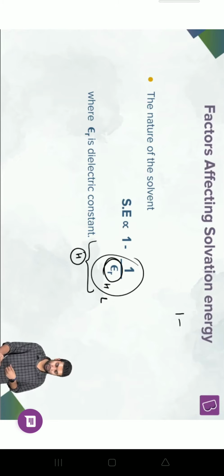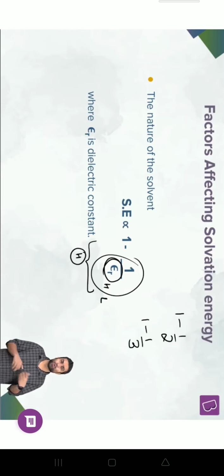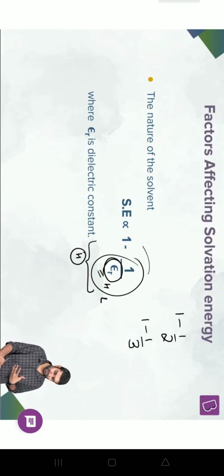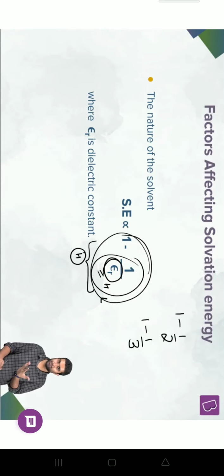I'm just assuming some hypothetical numbers. Where do you get an overall higher number? We have 1 by 2 and we have 2 by 3, obviously. So if the dielectric constant of the solvent is higher, this entire expression turns out to be higher, and you have a higher solvation energy being released. So it also depends on the nature of the solvent.